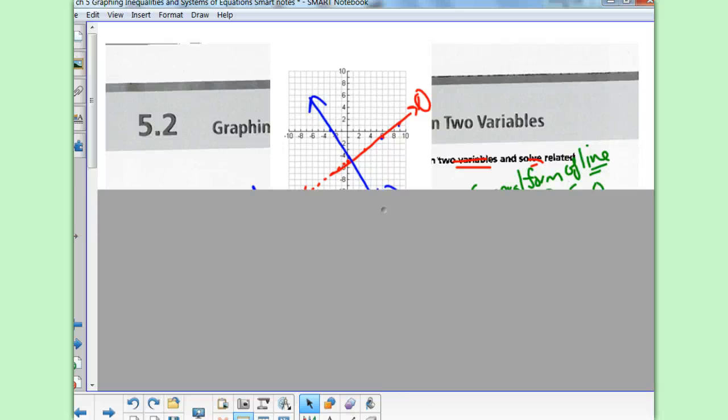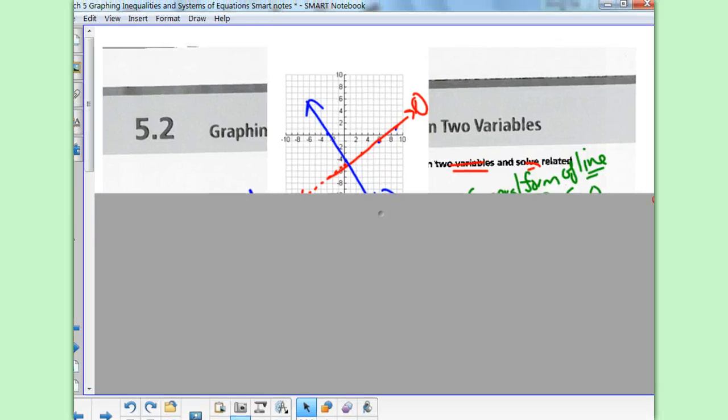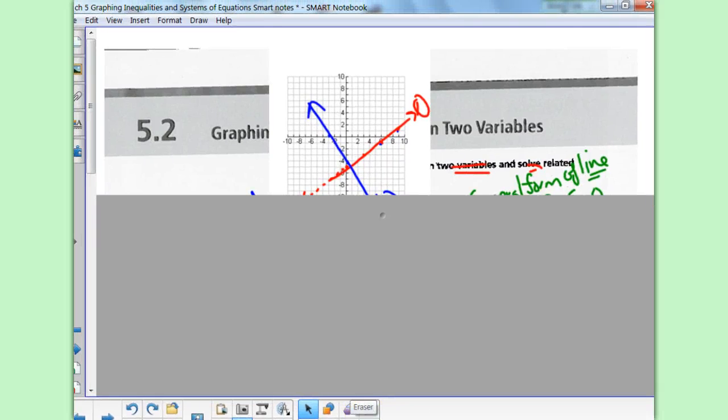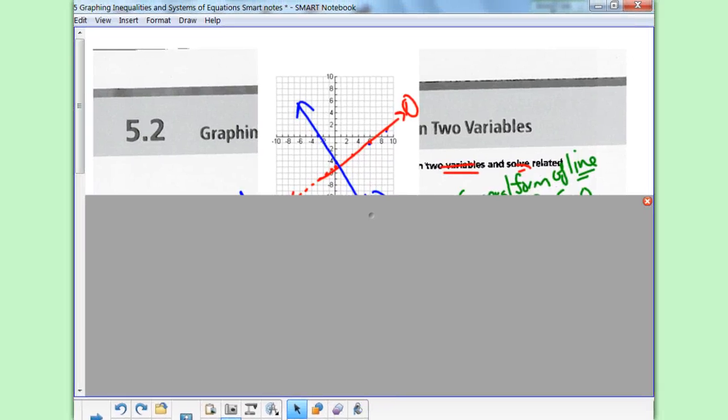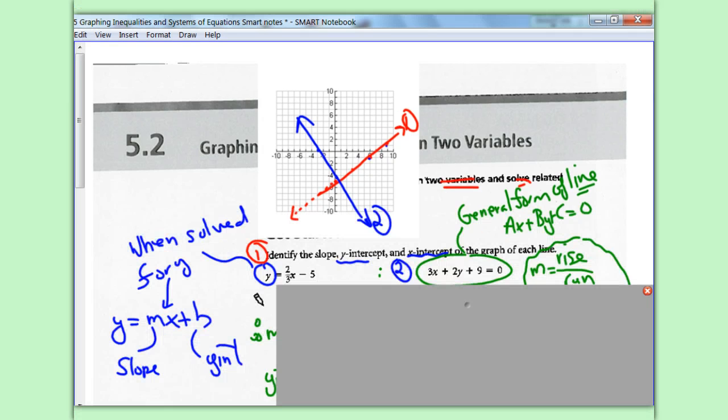Hello, Math 20-1. What I want you to do right now is to pause, reflect back on your Math 10, and see what you remember about graphing. So on page 254, I want you to complete slope, y-intercept, and x-intercept for each of those. Remember how to do that, and then graph each of those lines, and then come back and see if you got it right. Go.